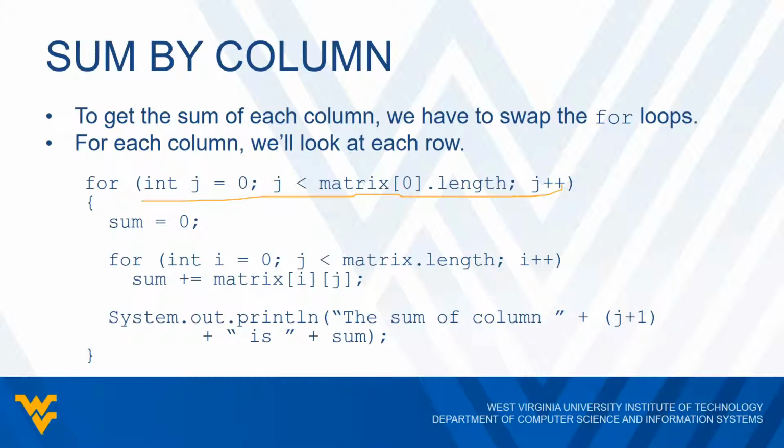So here we're taking a look at each column, and then our inner for loop is looking at each row. So now when I look at matrix ij, I'm looking at matrix 0, 0, and then matrix 1, 0, and then matrix 2, 0, and so forth. Instead of looking at every single column for a row, I'm looking at every single row for a column. But everything else about this stays the same. So I'm still getting my sum, I still print the result, and then when I go to the next column, I still need to reinitialize my sum to 0.